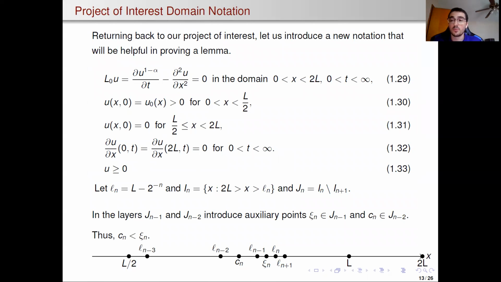Next, we're going to prove the strong maximum principle, but first we're going to introduce a new domain notation that is going to help us in our iterative inequalities to come. If we look down here, we're going to let l_n equal big L minus 2 to the negative n, where big L is a constant, and I_n equal x such that 2L is greater than x, which is greater than l_n. And finally, J_n equals I_n minus I_{n+1}. We're going to let x_n be in J_{n-1} and c_n be in J_{n-2}. Just note, c_n is less than x_n. And so our domain is going to look like this diagram down here. This isn't drawn to scale, but this is where the points should be.